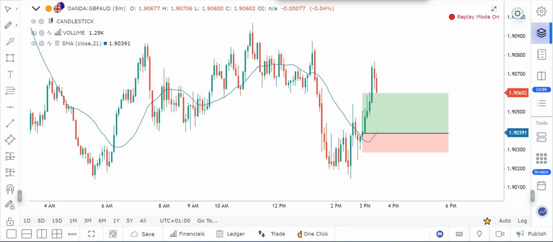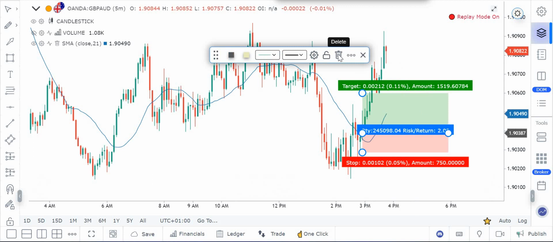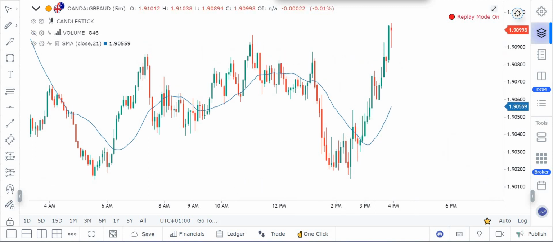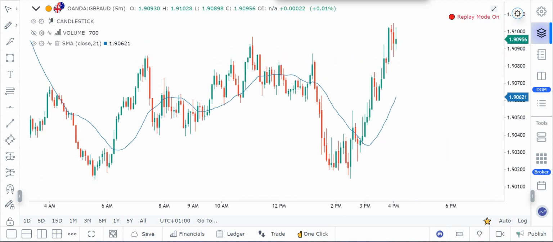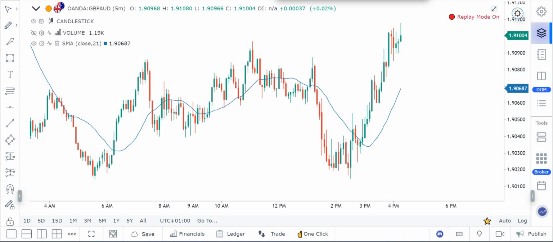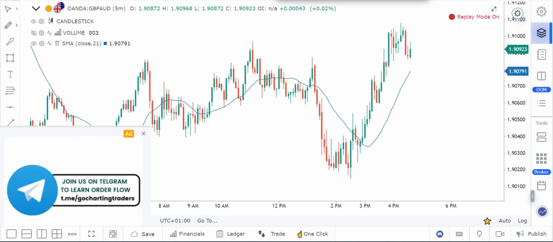Okay, we are looking for another opportunity. So you can see the market is now in a trend. So we keep watching, and we are still hoping to get an entry. Now we want to enter the market here.